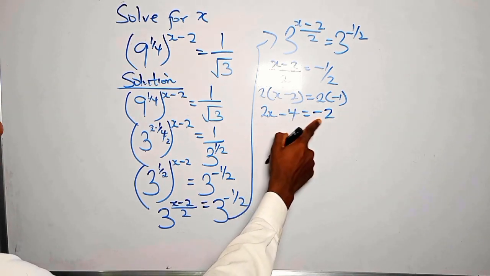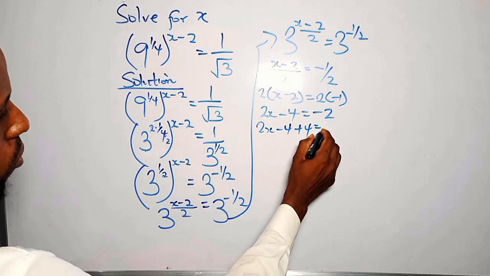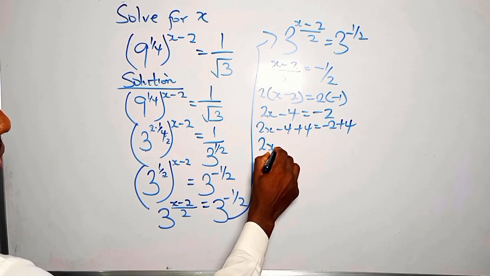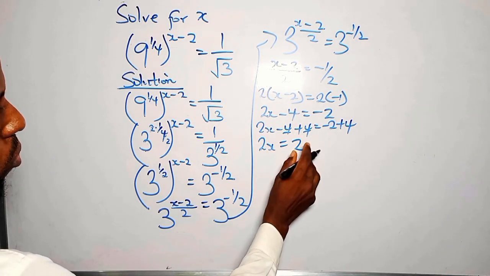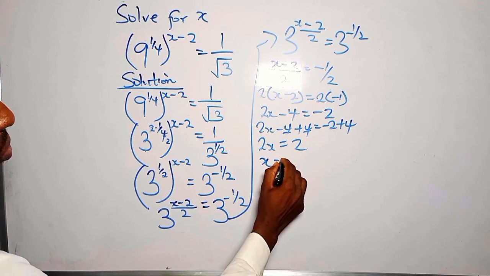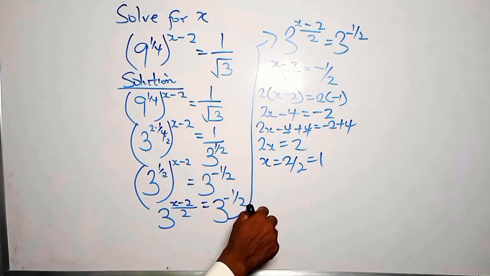So we add 4 to both sides, so we have 2x minus 4 plus 4 equals minus 2 plus 4. So we have 2x, so this is out. So we have minus 2 plus 4 is 2. So the value of x is 2 divided by 2, that is 1. Okay, so let us work with 1.